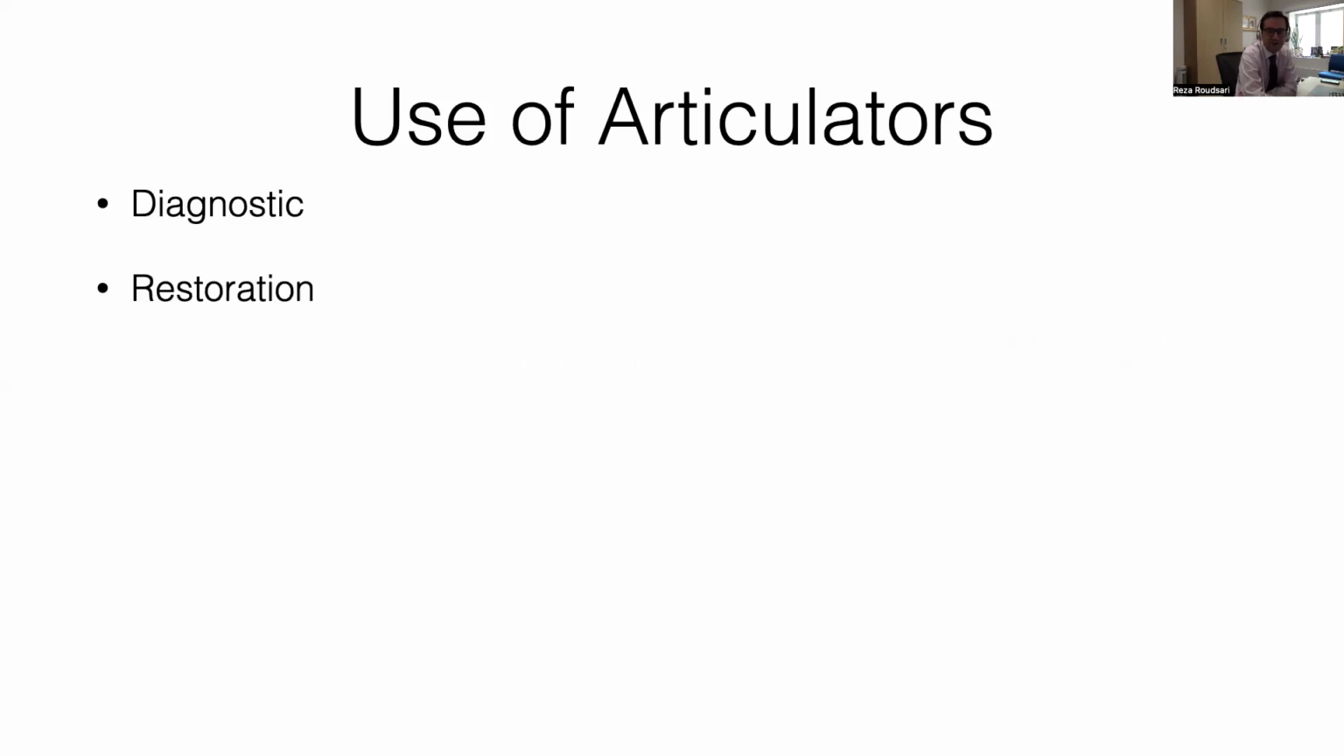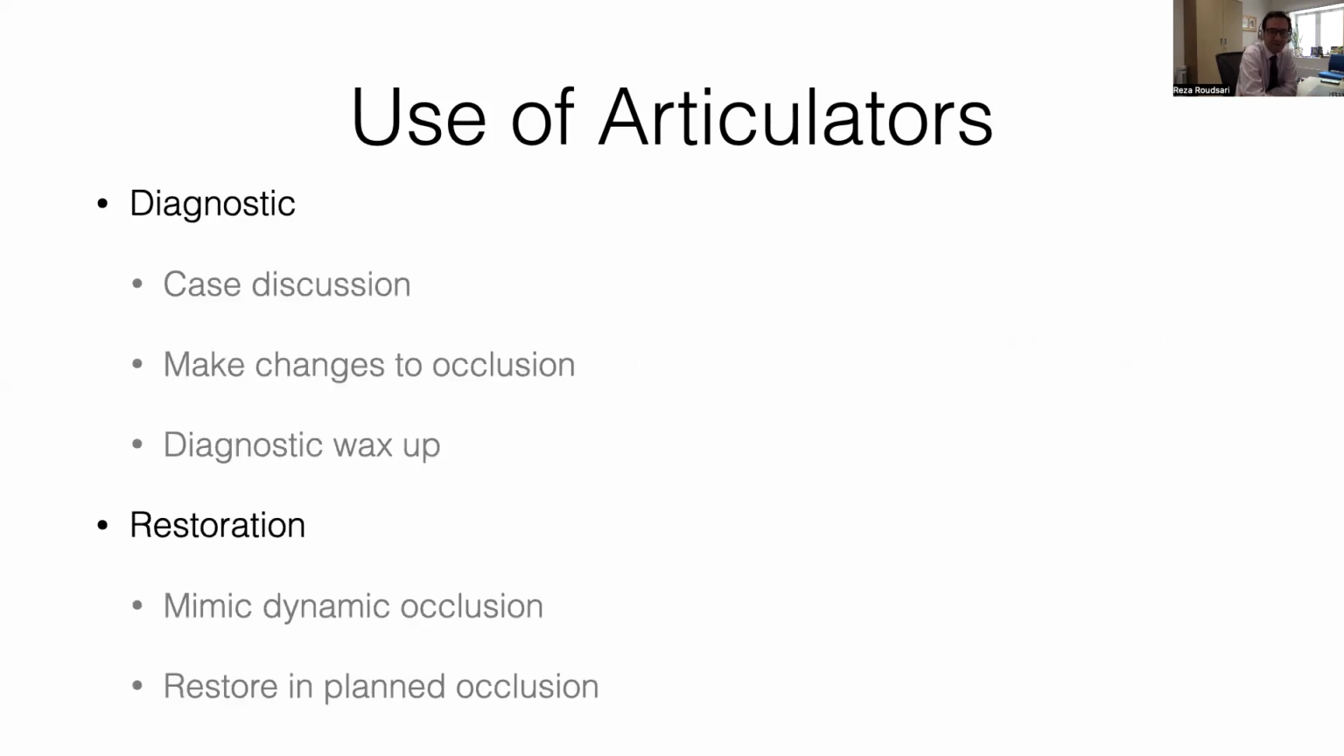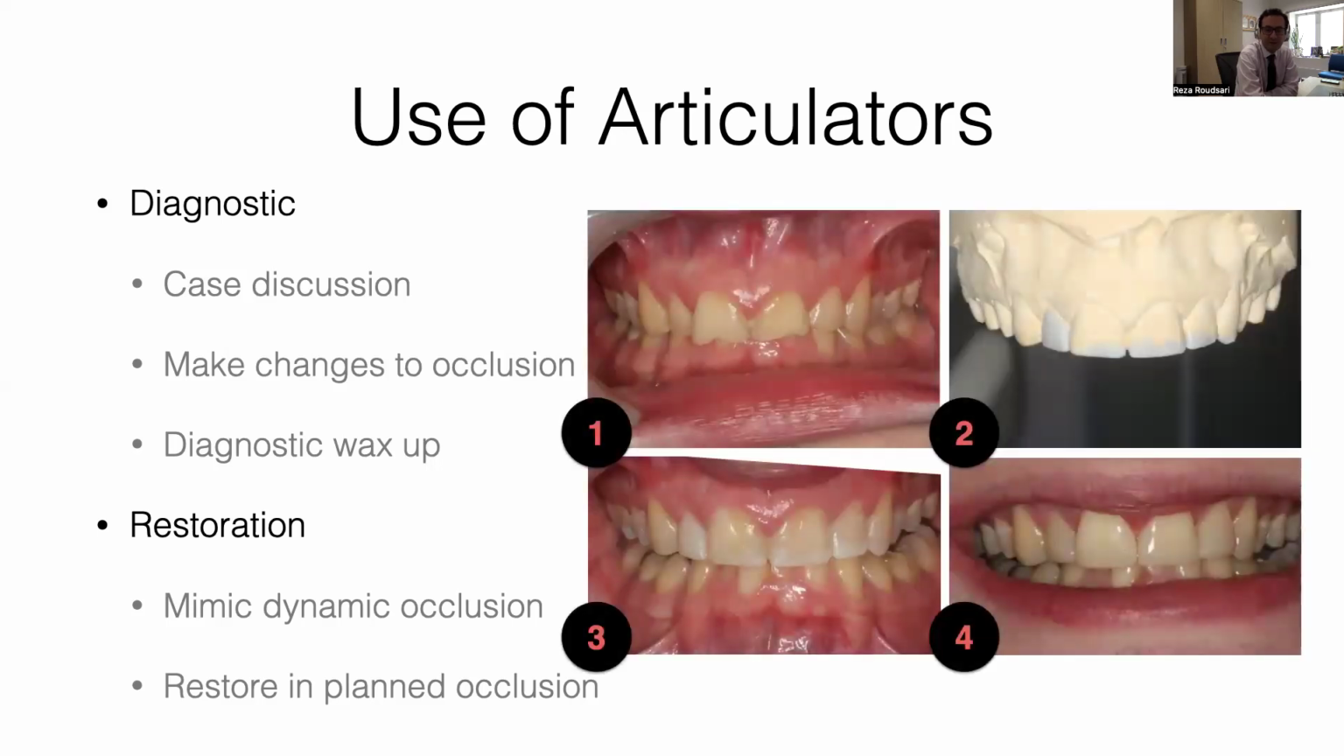Essentially, we use articulators for two main reasons: either for diagnostic purposes or in order to proceed with the restoration phase. So when it comes to diagnostic, you could be mounting casts and then bringing them, for example, to the likes of me to discuss the case, make changes to the occlusion, and plan some wax-ups in the new occlusion. And when it comes to the restorative phase, it is to try to mimic dynamic occlusion where possible, and also try to restore your teeth into your future planned occlusion.